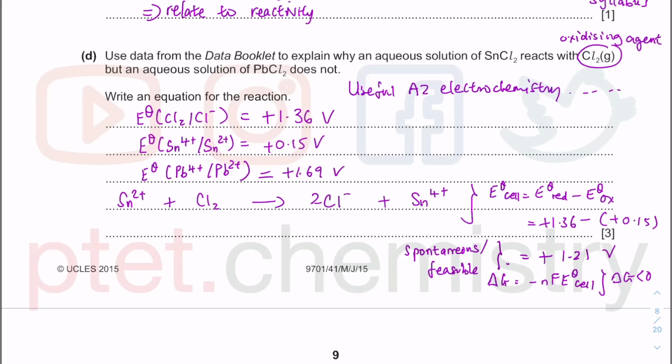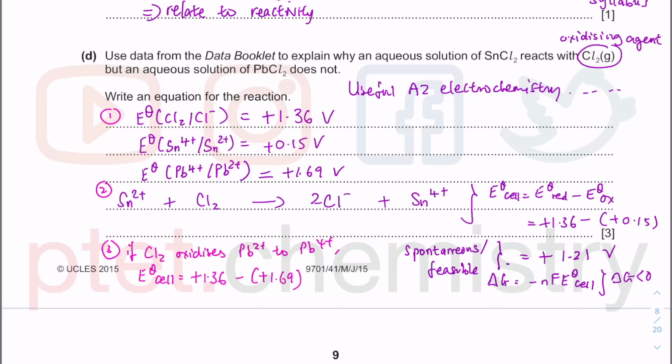But an aqueous solution of PbCl2 does not react. So now we are onto the negative bit. If Cl2 oxidizes Pb2+ to Pb4+, we need to show the E cell is going to be the E red, which is the Cl2 acting as oxidizing agent, so it will undergo reduction. So the E red is +1.36 from the chlorine, and then that is minus +1.69.